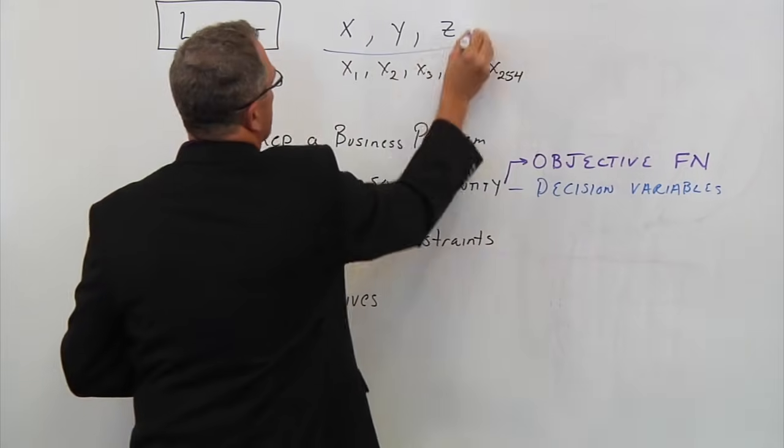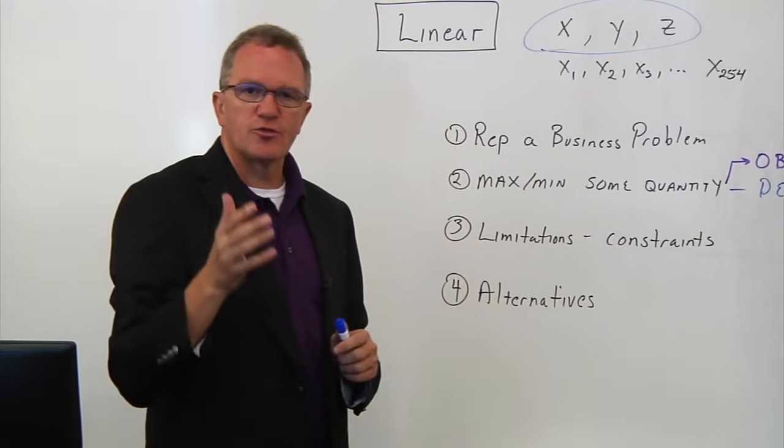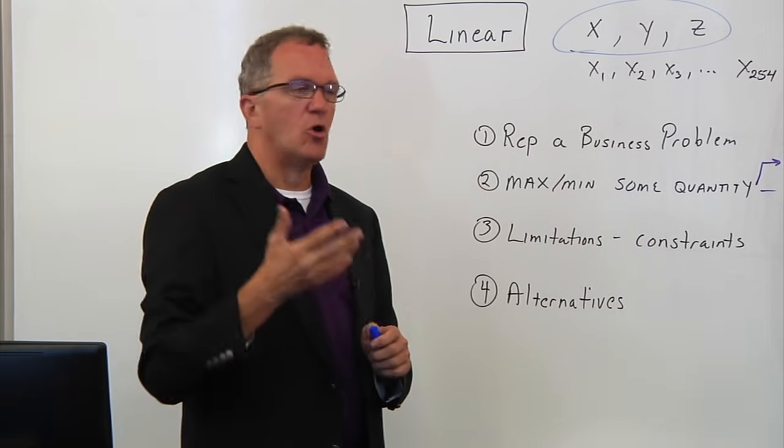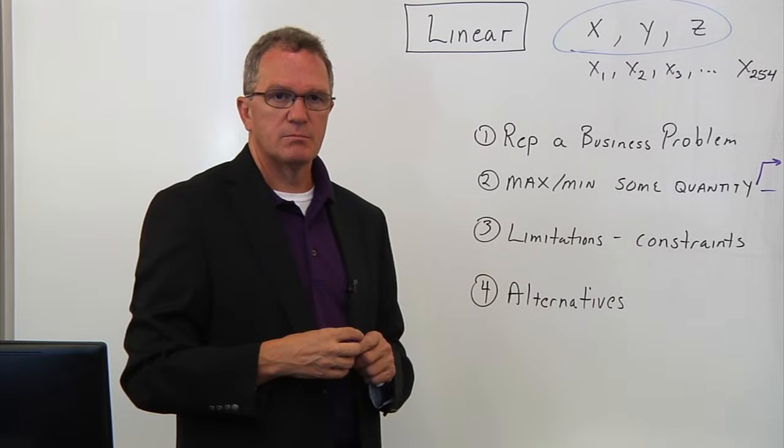That's these items up here. Decision variables are those variables, those quantities that we have control of. We can control how many of product A we make versus how many of product B we make.